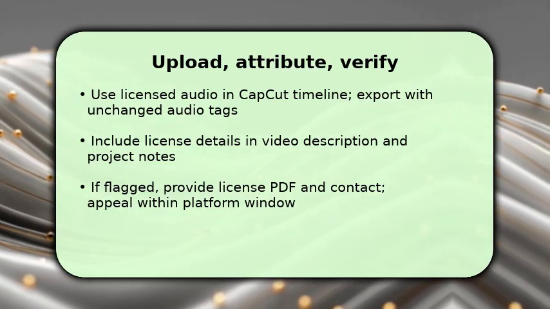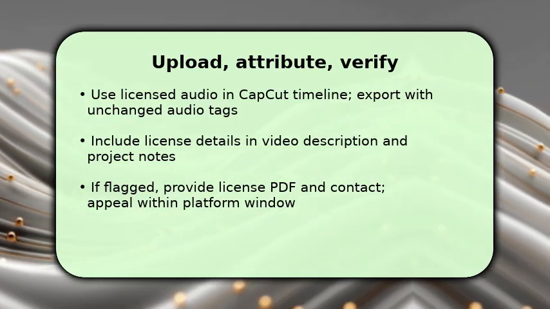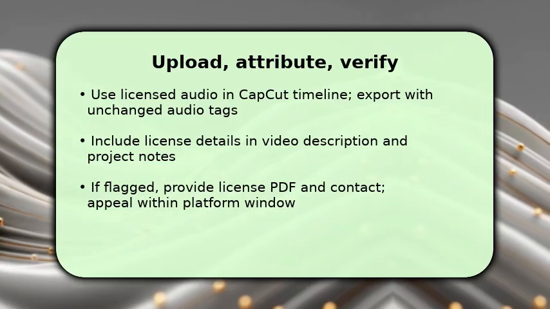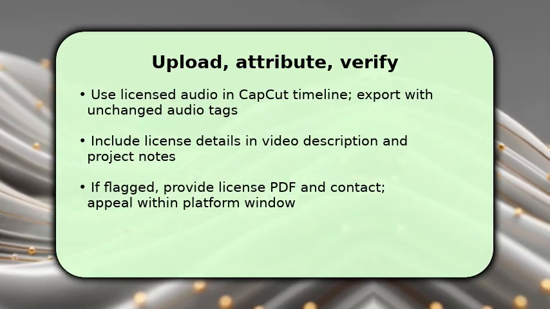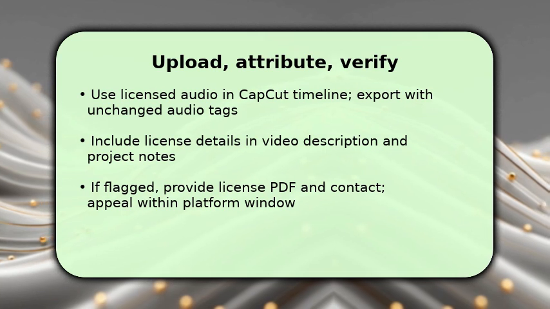If a takedown or claim appears, submit that document plus payment proof and licensor contact during the platform appeal. If problems persist, contact the rights holder to issue a copyright release or platform support to escalate.